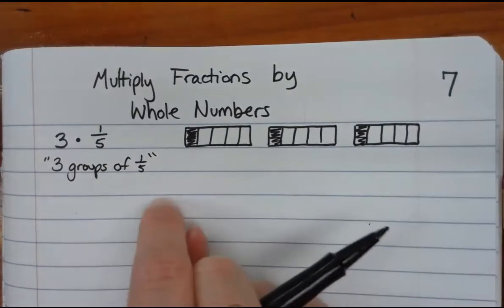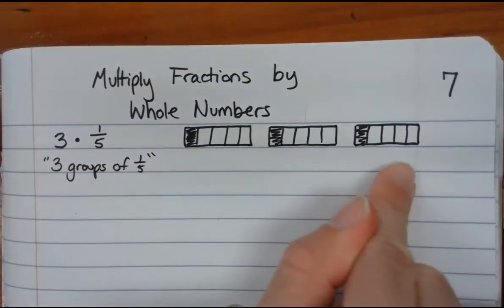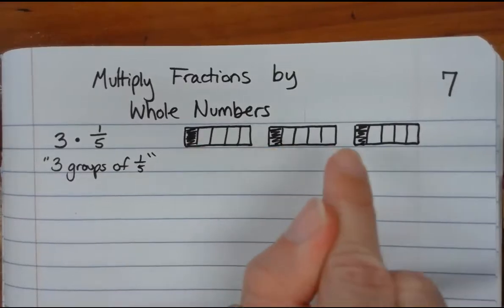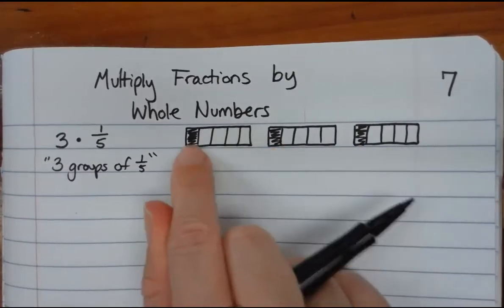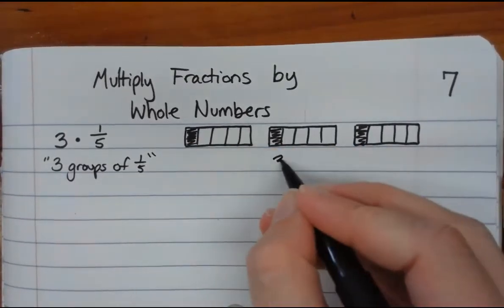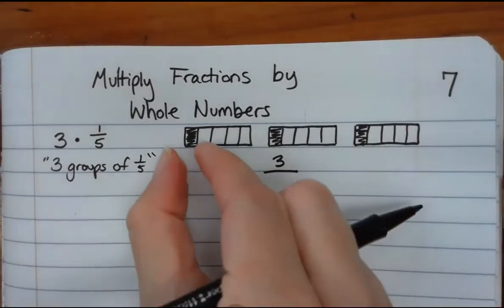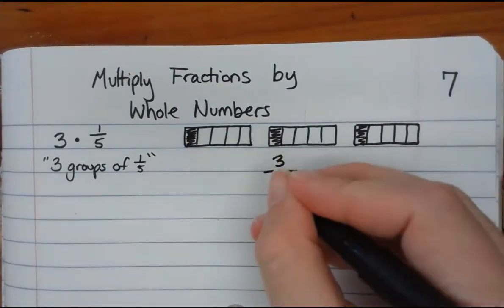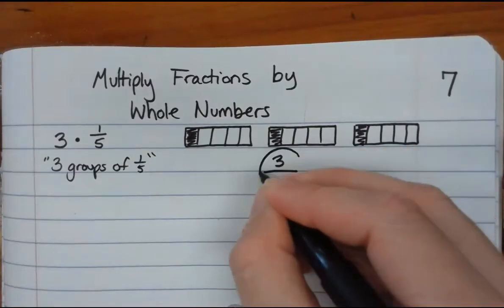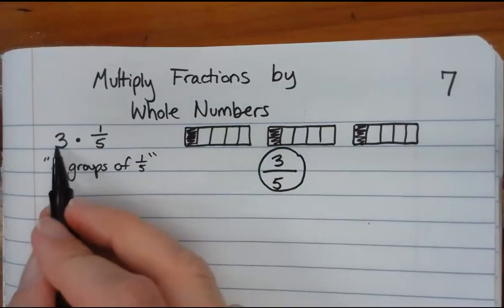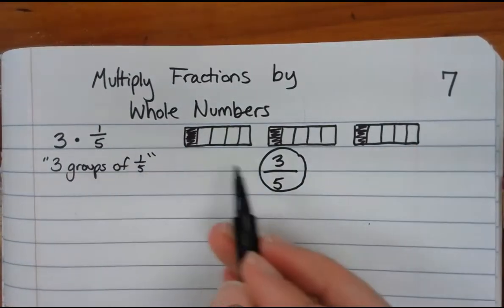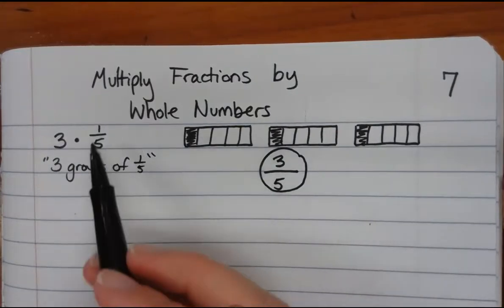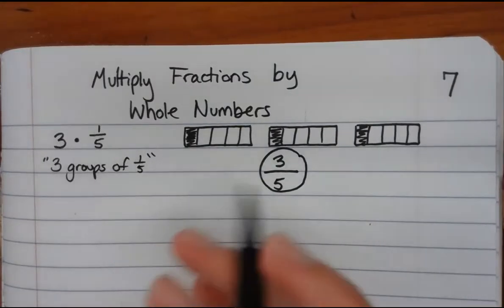And so how do I find my final answer? Well, here's the picture of 3 groups of 1/5. But in order to find my answer, all I have to do is count each of the individual pieces. So there are 1, 2, 3 pieces shaded. And what size piece are they? Well, they're all fifths. And so 3/5 is going to be my final answer. So the answer to 3 times 1/5 is 3/5. And that is how you multiply. That is one way to multiply a whole number times a fraction.